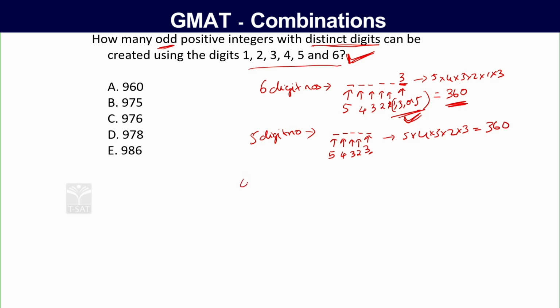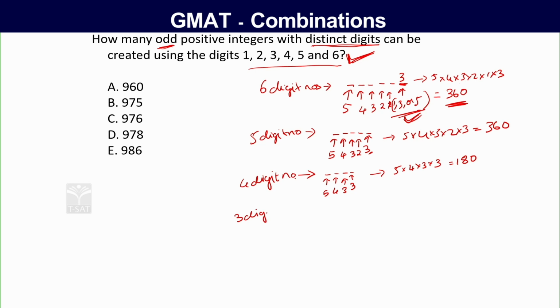Now, let us look at a 4-digit number. You will fill the units place with one of the 3 odd numbers. Then you are left with 5. So, you can fill the next place with one of the 5 numbers that are left, then 4, and this can be filled in 3 ways. So, the total comes out to be 5 into 4 into 3 into 3. It comes out to be 180.